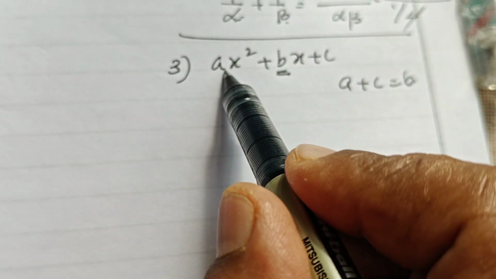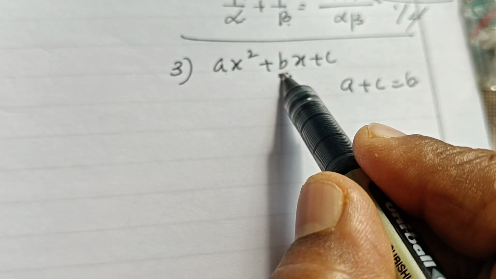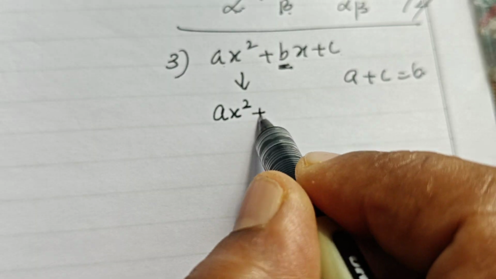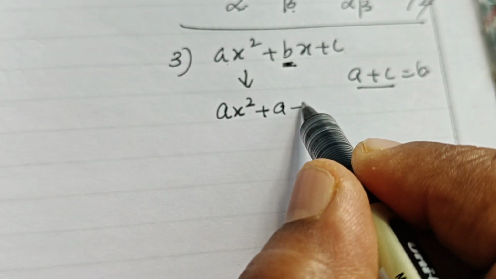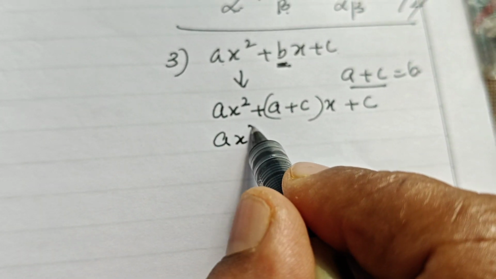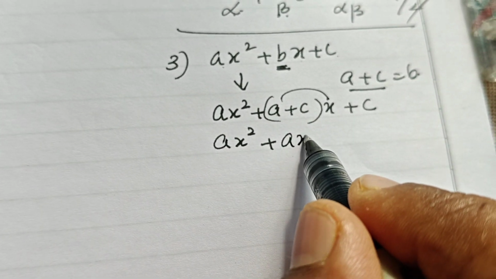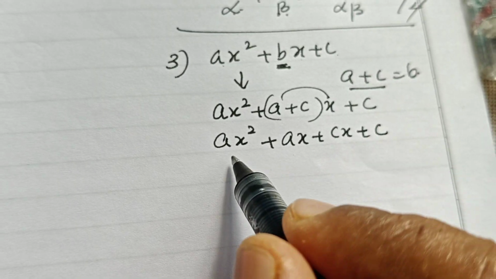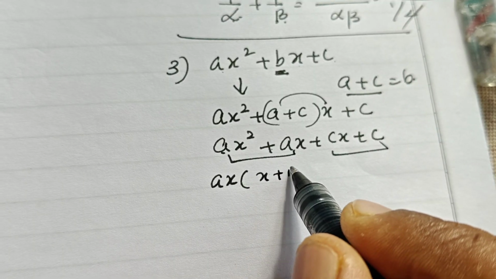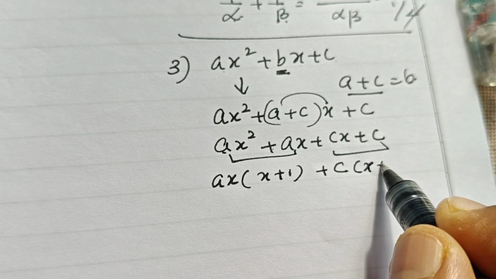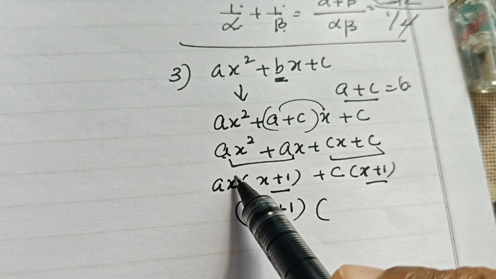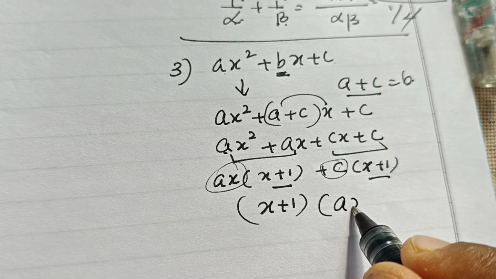See, ax square plus bx plus c. In place of b, you can apply a plus c. So the polynomial becomes ax square plus a plus c into x plus c. Now open the bracket, you will get ax square plus ax plus cx plus c. Now group them. You can take ax common. If you take ax common, it is x plus 1, plus c common, again it is x plus 1. So the common factor is x plus 1 and the other factor remaining is ax plus c.